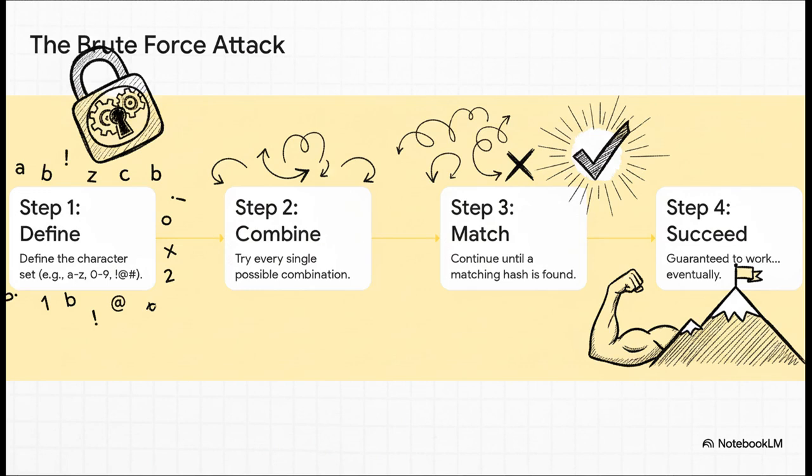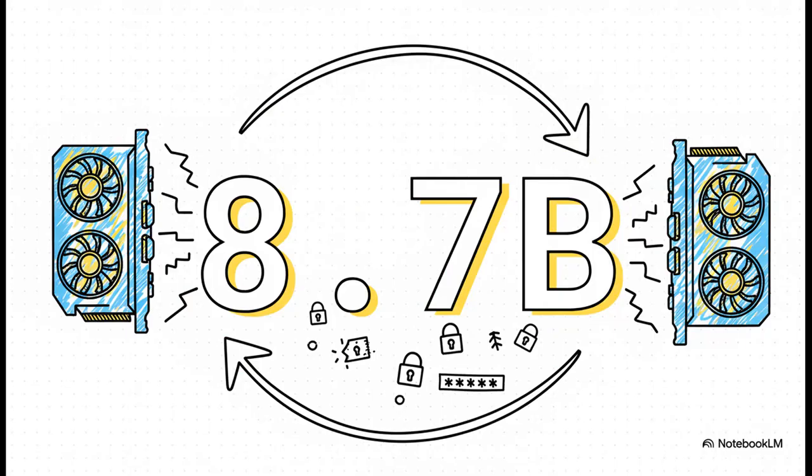And it's exactly what it sounds like. The software just tries A, then B, then C, then AA, AB, AC, and so on, through every single possible combination of letters, numbers, and symbols until it stumbles upon a match. It's not fancy, but here's the kicker. Given enough time, it is 100% guaranteed to work. In that phrase, enough time might be a lot shorter than you think.